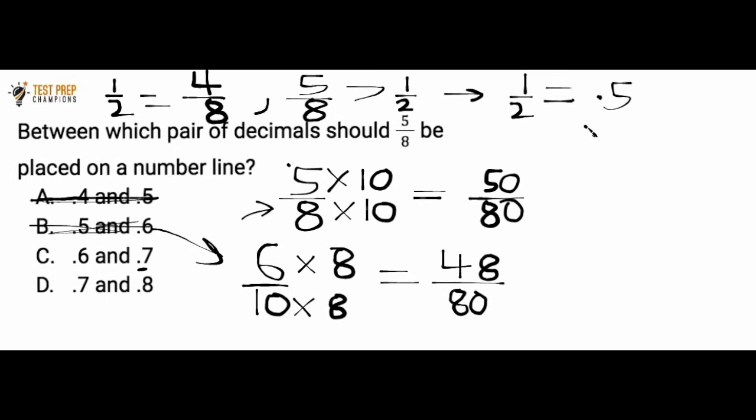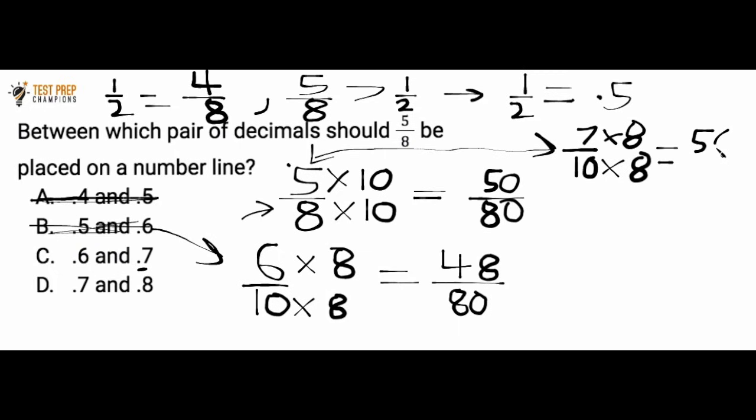So 0.7, how can I write that as a fraction? Well, 0.7 is equal to 7 over 10. So now I want to compare 5 over 8 to 7 over 10. So I want to get a common denominator. How am I going to do that here? I want to multiply the top and the bottom number of 7 over 10 both by 8. Now, 7 times 8 is what? 56. 8 times 10 is 80.